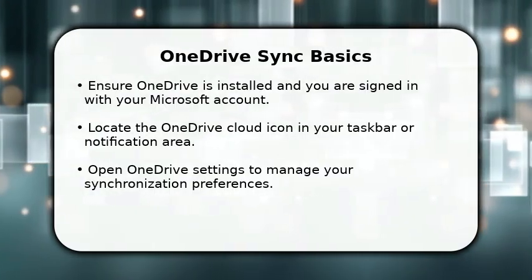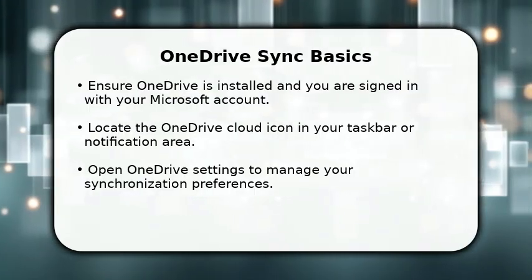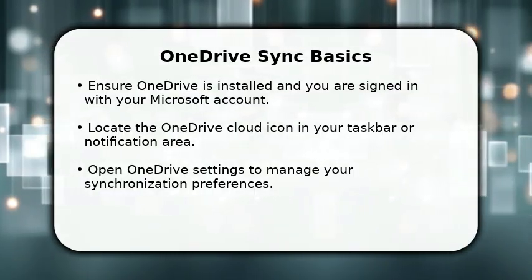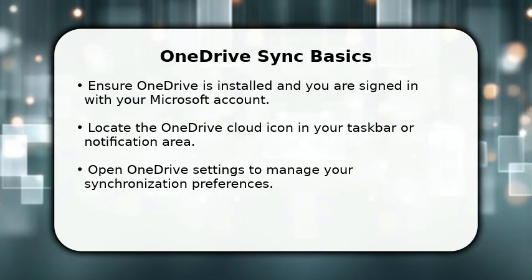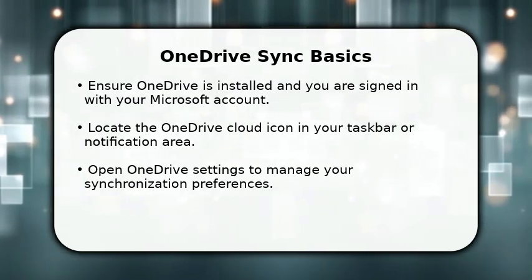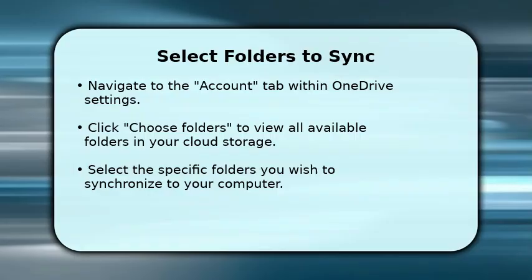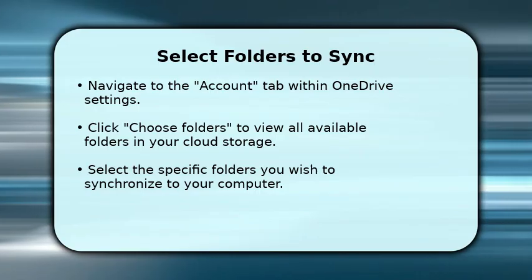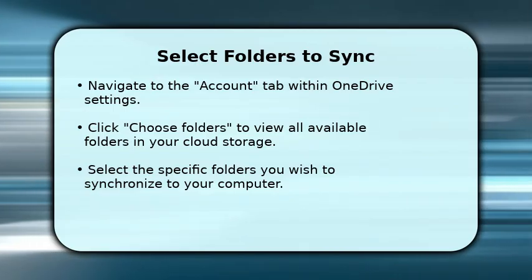This is your starting point for managing all your file synchronization preferences and ensuring everything is set up correctly for seamless cloud integration. Next, within the OneDrive settings window, click on the Account tab. Here, you will see an option labeled Choose Folders. Clicking this will open a new dialog box displaying all the folders currently stored in your OneDrive cloud.